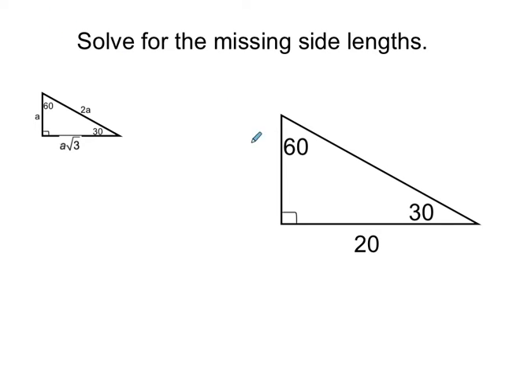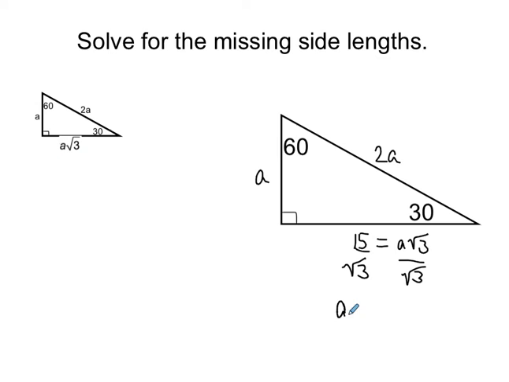Now, this one's a little bit different. We're going to label our triangle a, 2a, a root 3. And actually, let's change this value. Let's make this, oh, I don't know, let's make it 15. Okay, so now I've got to solve for a. I'm going to divide both sides by the square root of 3.